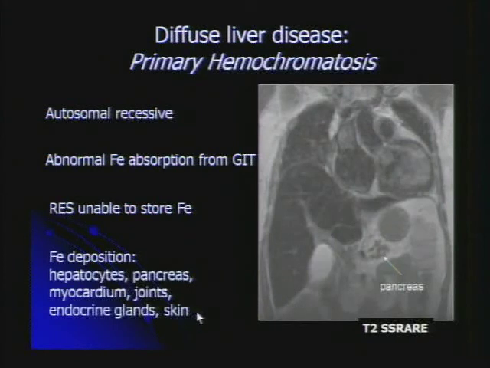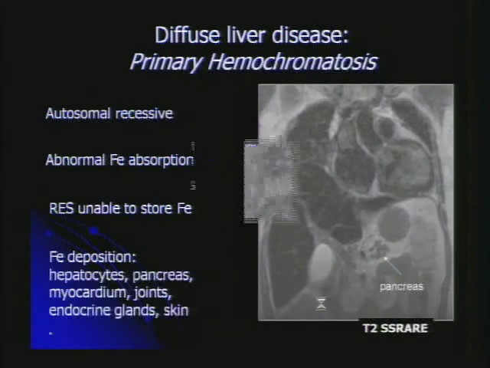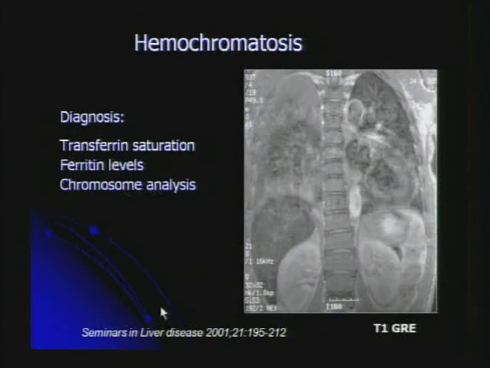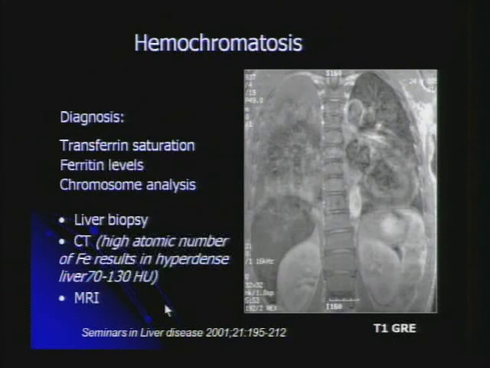The T2 susceptibility effect of iron makes it look dark on T2-weighted sequences and on gradient echo-weighted sequences. So a very dark-looking liver, darker than paraspinal muscle, is what you normally use as your index. Big heart, iron deposition, dark-looking pancreas, all features of primary hemochromatosis. Diagnosis is usually made biochemically and on chromosome analysis, and ultimately confirmed with liver biopsy.